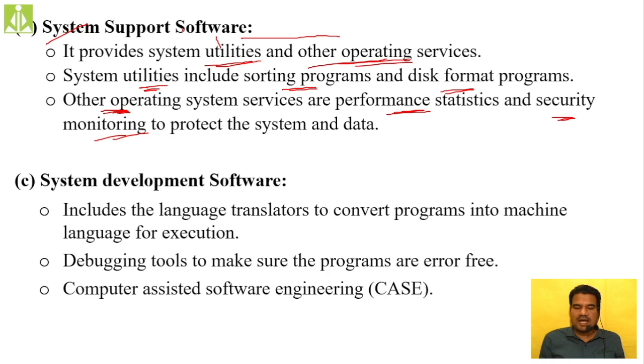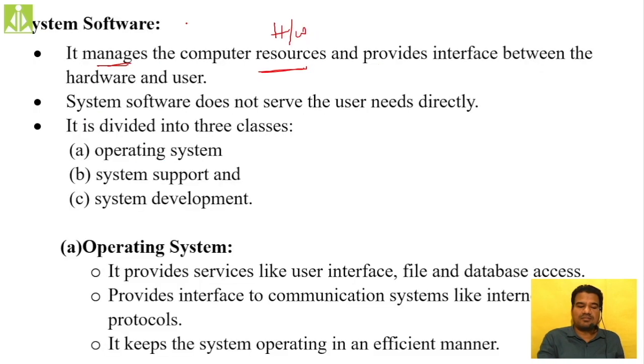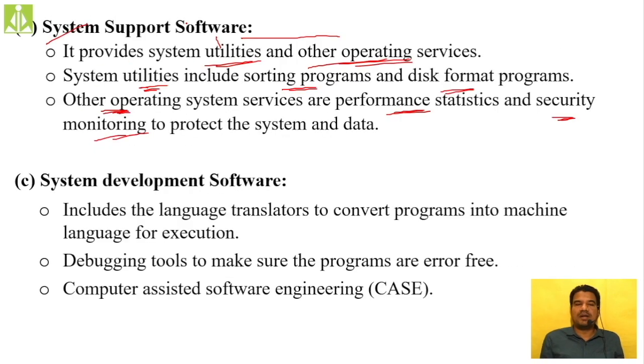So the third type in your system software is system development. System development, in the sense, basically we use these system development softwares to develop new applications. So using an application to develop new applications. Such types of programs we call system development softwares.